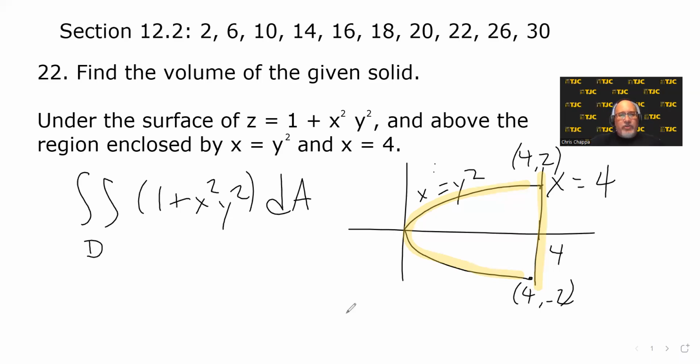Section 12.2, question 22: find the volume of the given solid under the surface z equals 1 plus x squared y squared, and above the region enclosed by x equals y squared and x equals 4.